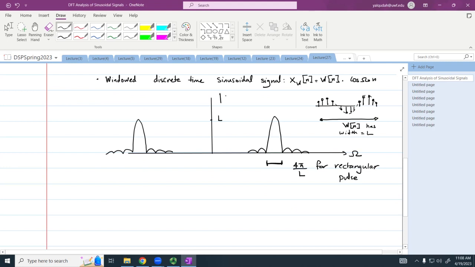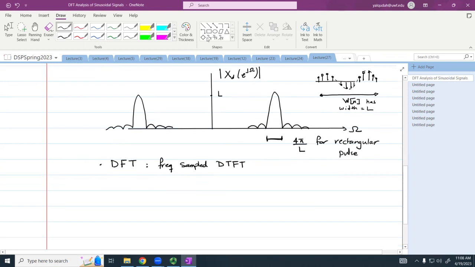Now what happens? So this is Xw of e to j omega. What happens if we plot the DFT of this signal? The DFT is going to be a frequency sampled discrete time Fourier transform. So therefore, the spectrum is going to look something like this.